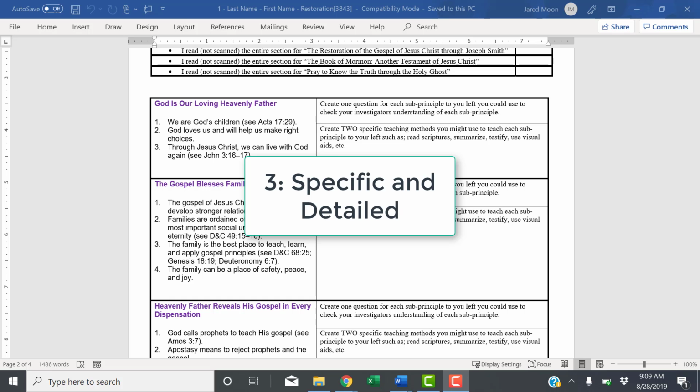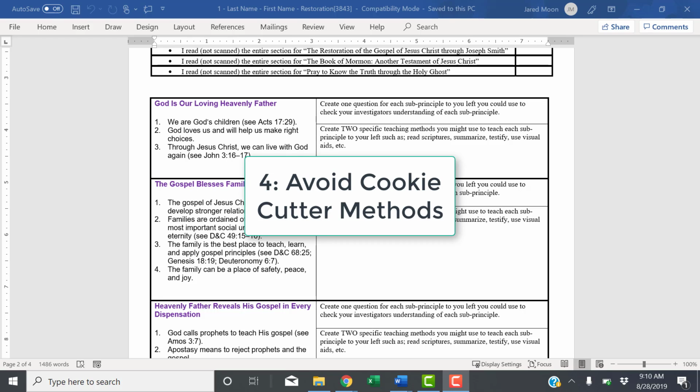3. Were my methods detailed and specific enough? We can't read your minds, so we need you to be maybe a little over-specific so that we, who are not inside your head, can know exactly what you're planning on doing. 4. Did I avoid cookie-cutter methods?